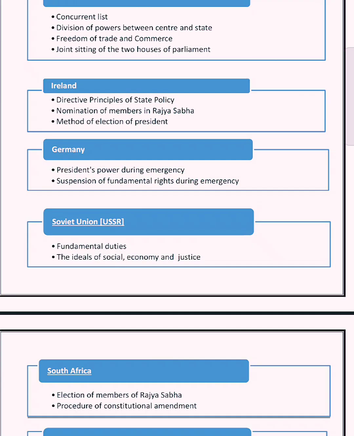The next source of the Indian constitution is the Constitution of Ireland, and from here we've taken provisions of directive principles of state policy, nomination of members in Rajya Sabha, and method of election of the president.